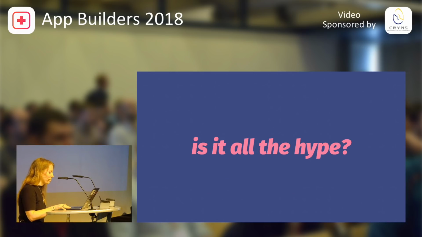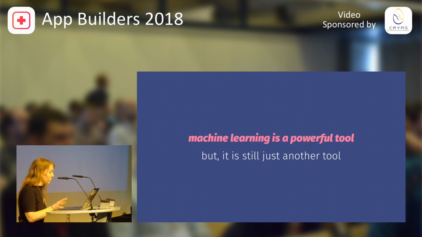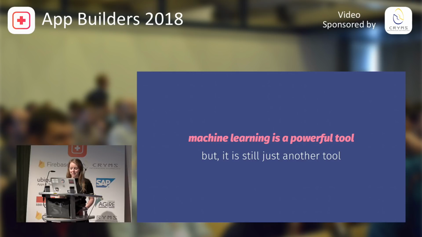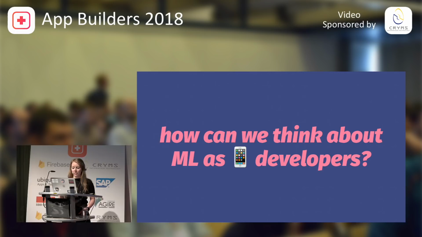So is it all the hype? It's definitely a powerful tool. Machine learning is a powerful tool in general. However, it's still just another tool, and we have many tools at our disposal to solve problems in our apps. So beware of the golden hammer rule. Providing a valuable user experience in our app that solves the problems we set out to solve is the number one priority. Not necessarily just using the newest shiny framework.